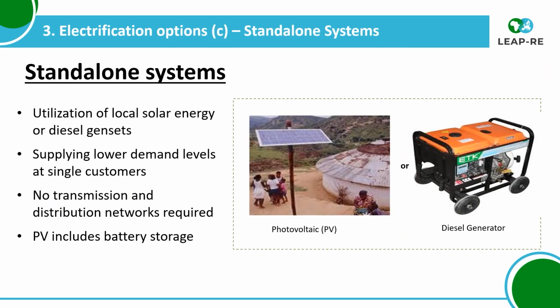Lastly, we have standalone systems. OnSSET models these as either photovoltaics, solar home systems, or as diesel generators. They are often more suitable for lower demand levels or areas that have much lower population density, as well as being far away from the grid. No transmission or distribution networks are required here, which saves costs. However, often the solar PV systems do require battery storage to be able to provide power at night.